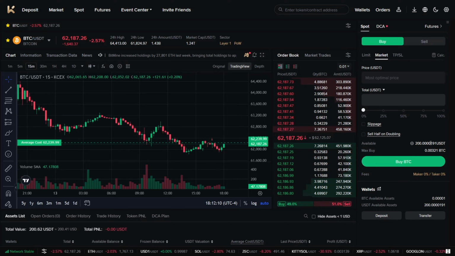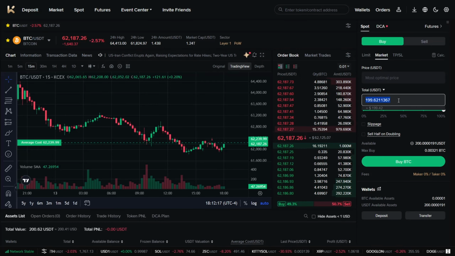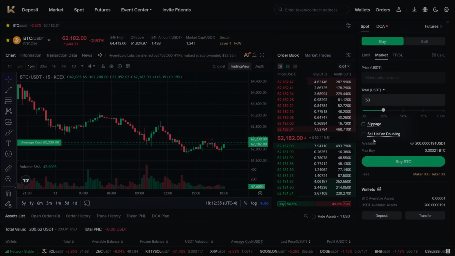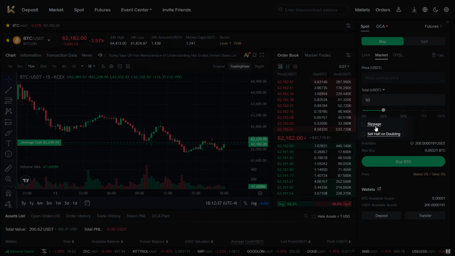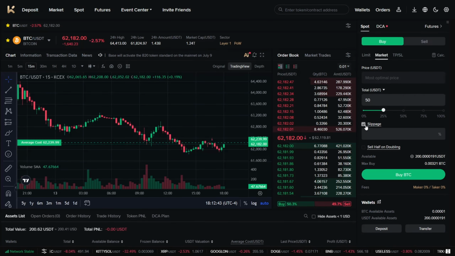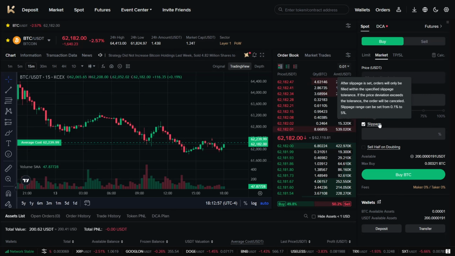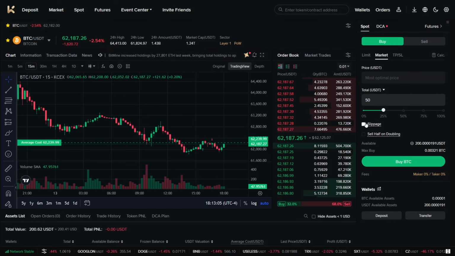For example, we have 200 USDT. So if I put the bar to the right, it would use our full amount, or we can just put in what we want to buy. Under the amount, we can see there are two different settings, slippage and sell half on doubling. If we click this box, this would enable slippage protection. When it's enabled, KCEX only fills the order within your chosen tolerance from 0.1 to 5%. A lower tolerance offers more price protection, but the order may be canceled if the market moves quickly. So we're just going to keep this off.